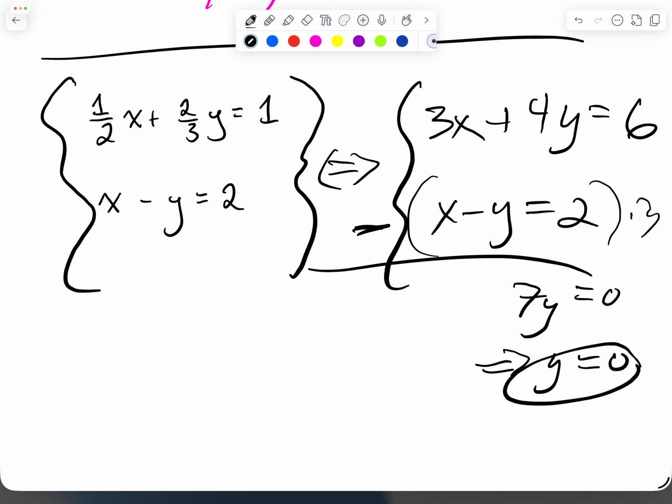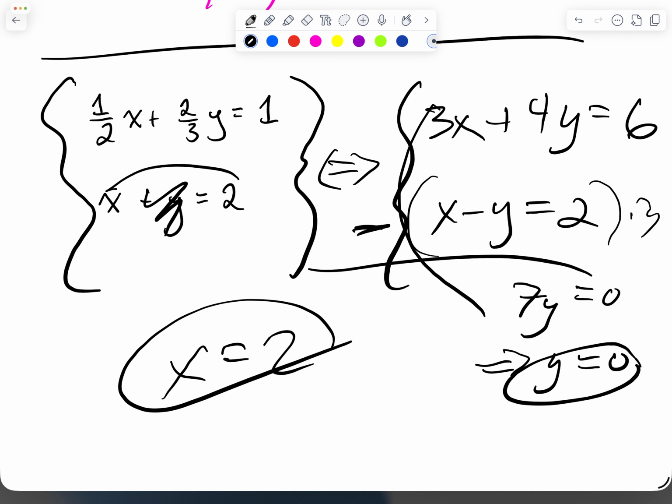Now that I got this guy, I can just look at this. Once I figure out with these minimal steps that y is 0, I can just look at this and go, x equals 2. Boop. Okay.